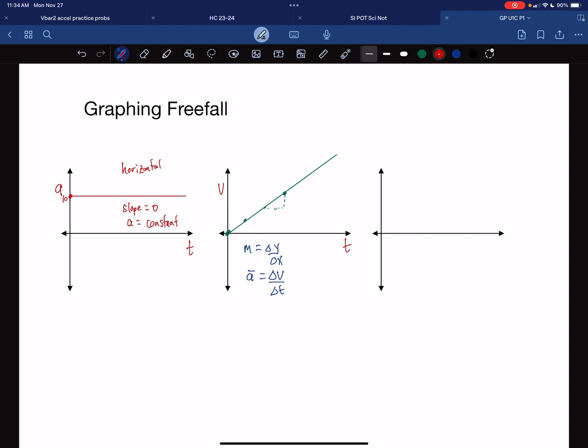The last graph is the one that gives people the most trouble, and this is our position versus time. If we said it started at a position of 0, in the first interval of time, it covered a little bit of distance, say 5 meters. But in the next interval of time, it covered a greater distance. In the next interval, an even greater distance, and in the next, an even greater distance. You can see that that produces this curved shape, which is half a parabola.